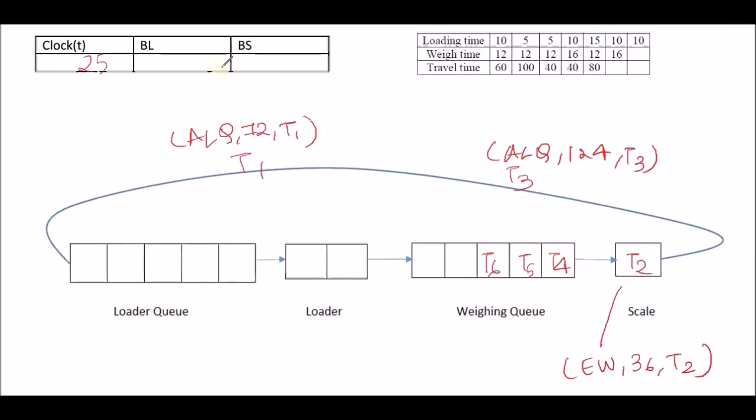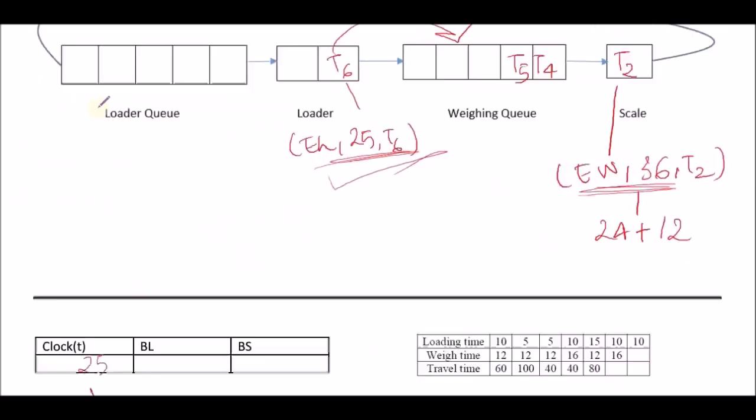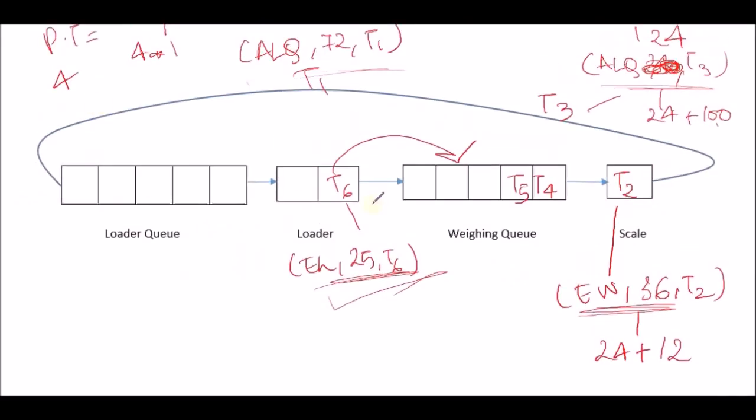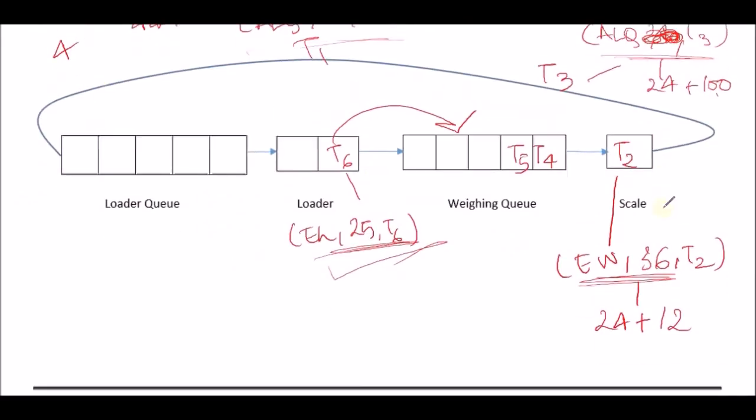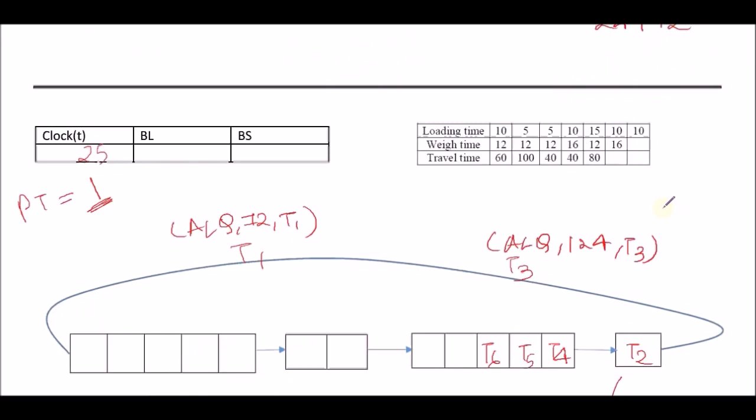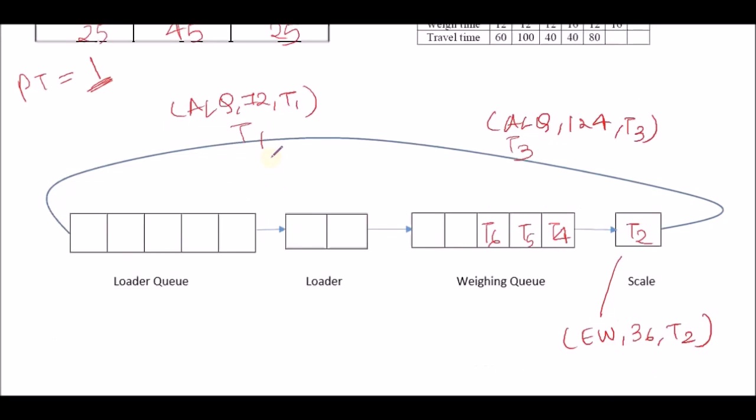And now how do we calculate BLnbs? So past time is just 1. And in that one of the loader was busy and just one of the scale was busy. So I'm just going to write, so this is just going to add 1. So this is going to be 44 plus 1, 45, and this is going to be 24 plus 1, 25. Now how do I choose the imminent event?